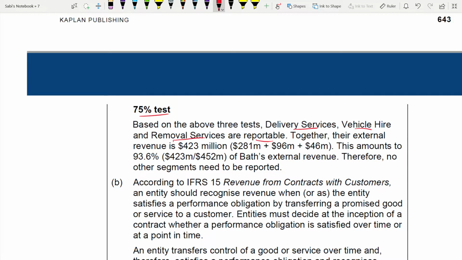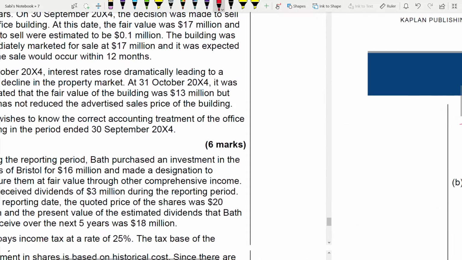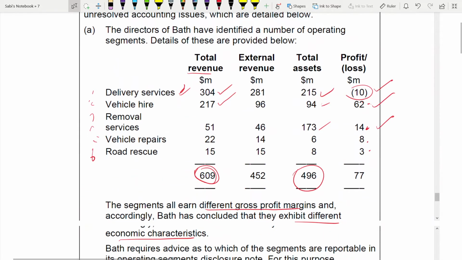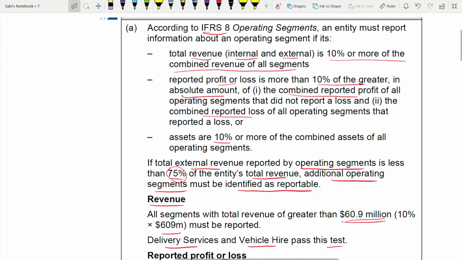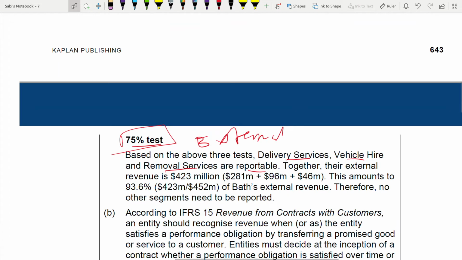How? When you are checking the 75% test, it has to be only the external sale. You are not taking the total sale this time. Take the external sale of these 3 which are reportable. So according to this, if we see, vehicle repair and road rescue are not reportable segments in any of the 3 tests, so they're out. Only the first 3. So let's see, 281 plus 96 plus 46. Just add the first 3, which is 423.